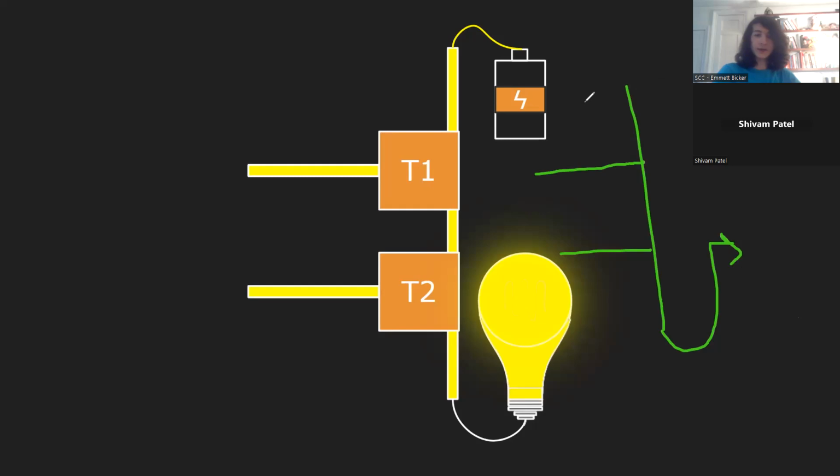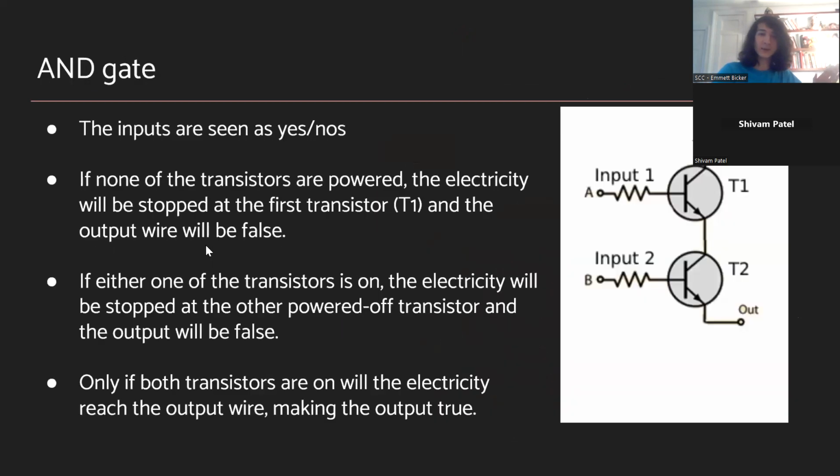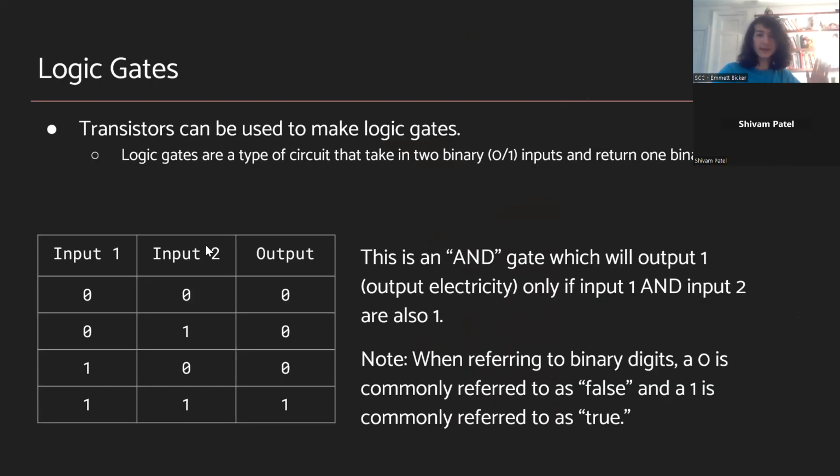So I have a wire like a battery over here, and I am requiring both of my transistors to be on in order to turn on the light bulb. I didn't actually explain what a logic gate is, so let me go over that. A logic gate is really just a circuit that will take in two binary inputs and output one binary output. An AND gate will take in two binary digits, and then it will output another binary digit based off of what those two digits are.